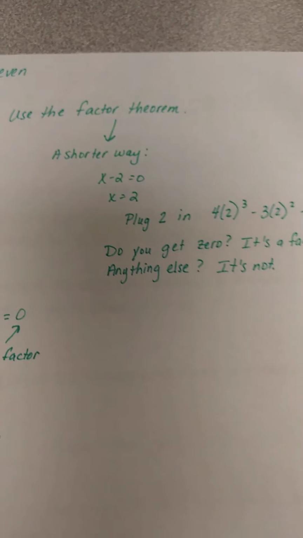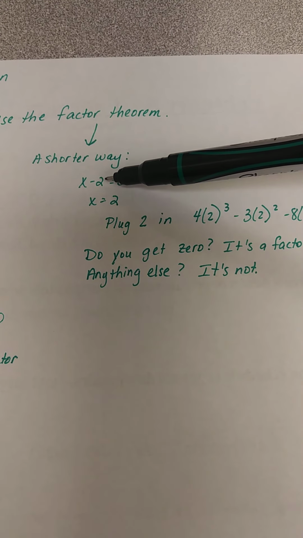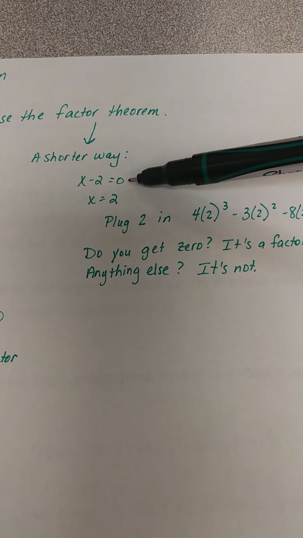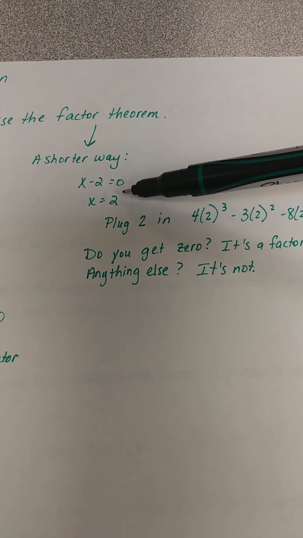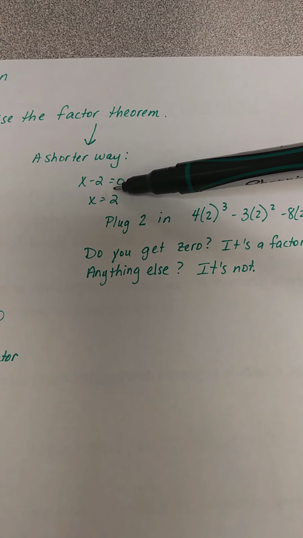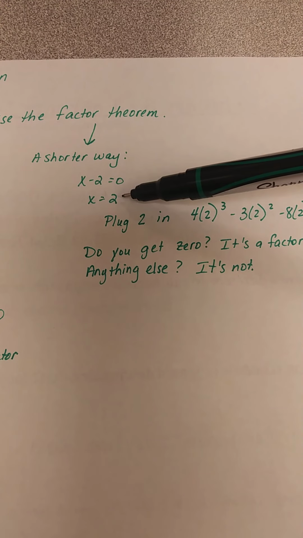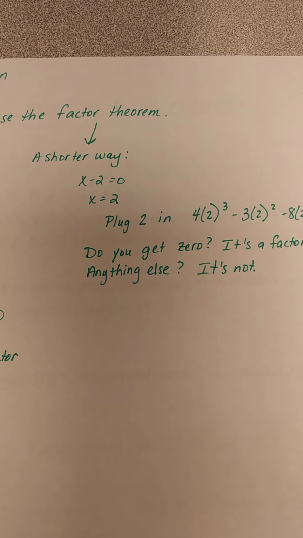So the shortcut is to use what they call the factor theorem. And here's what you do. You take the thing you want to check, and you put it equal to 0 and solve. Usually you can do that in your head. So we have x minus 2, then we put it equal to 0, add 2 to both sides, we get x equals 2. That means we plug 2 into the equation they gave us.